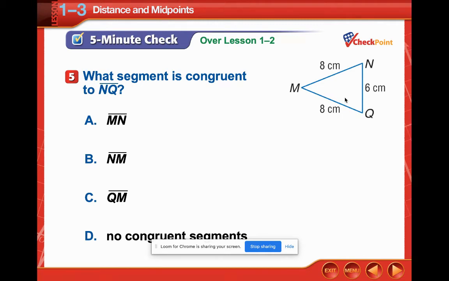All right. Which segment is congruent to NQ? So NQ is over here at 6 centimeters. Are any segments congruent to it? No. MN is 8. NM is the same thing, it's just written backwards. They're literally the same segment. 8 centimeters. QM, also 8 centimeters. No congruent segments is the correct answer. No other segment is 6 centimeters.